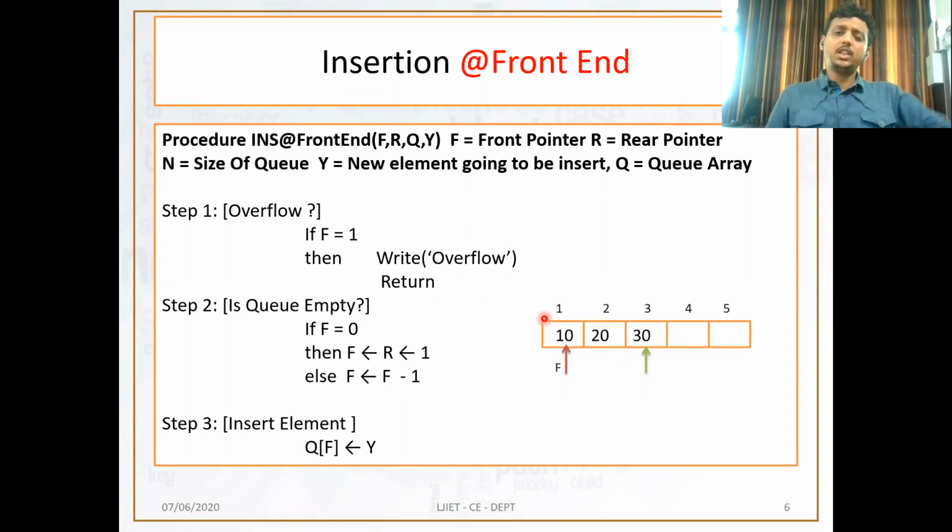So why are we not taking r over here? Because it's an insertion at front end. If the question comes to your mind, why we are not considering the rear pointer for the insertion, it's because it's an insertion at front end. This is a DEQUE, not a simple queue, where you need to insert at front end. That means you need to concern only about the front pointer. Okay, so now let's see how the insertion will occur at front end.